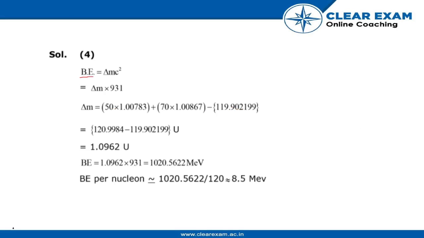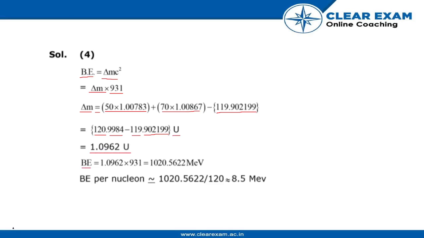So the binding energy is given by delta m c square, which is delta m into 931. The change in mass is equal to mass of the protons plus mass of the neutrons minus the mass of the nucleus, which is 120.9984 minus 119.902199 Dalton, which is 1.0962 Dalton.